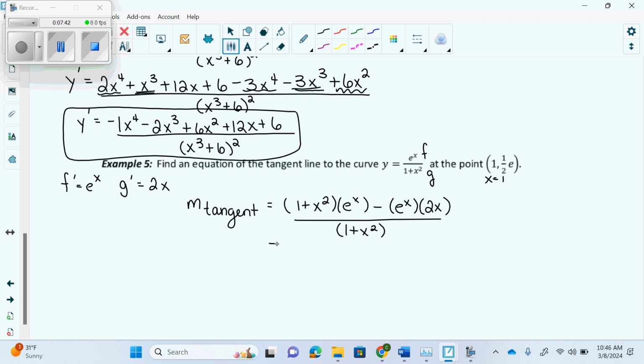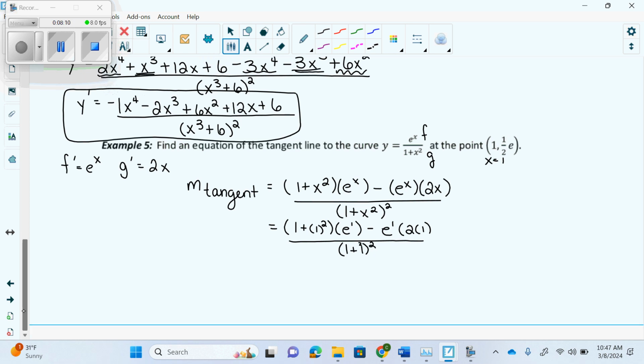So I'm going to get 1 plus 1 squared, e to the 1, minus e to the 1, 2 times 1, over 1 plus 1 squared. Don't forget the squared on the bottom. E to the 1s are just e's. You can't make them better. E to the 0 is 1. E to the 1 is 2.718, blah, blah, blah. Don't put it as a rounded decimal.